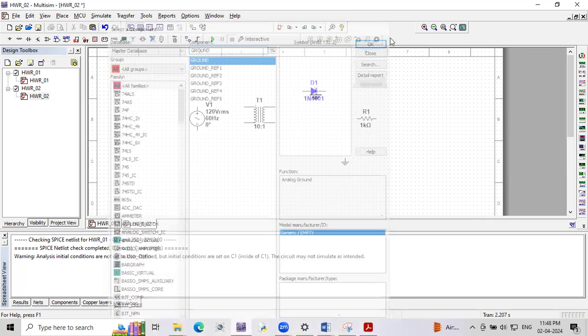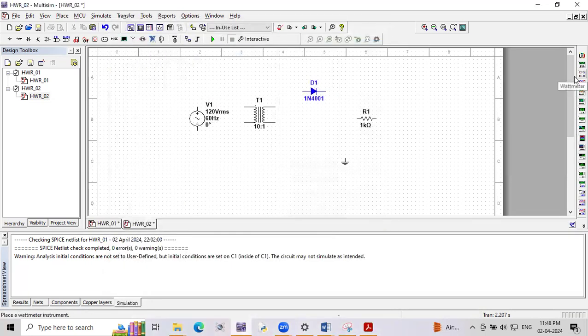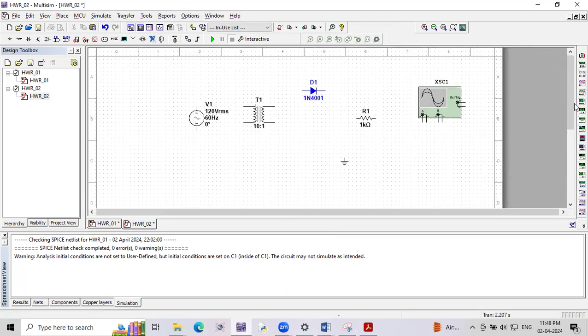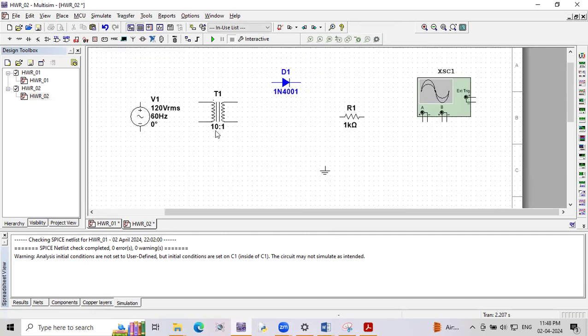What else we require: I require one oscilloscope, means CRO. Here on the right corner you can find multimeter, function generator, wattmeter. I require a two channel oscilloscope. There is a four channel oscilloscope also, but I require only two channels, so just concentrate on two channel. Control C, Control V, copy paste.